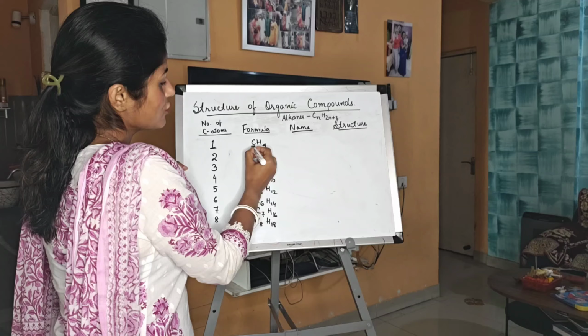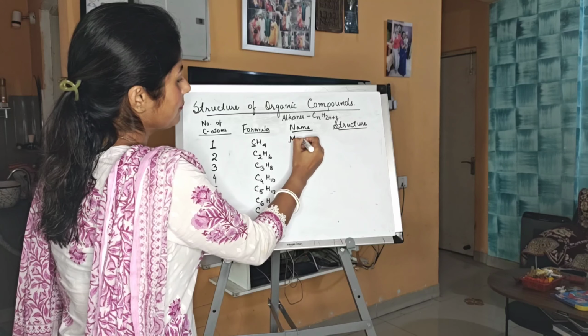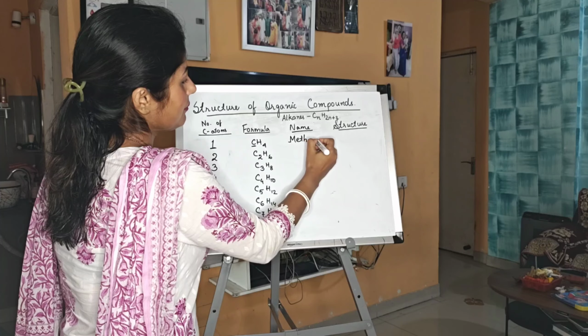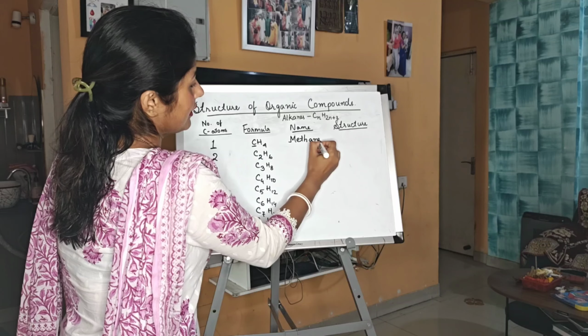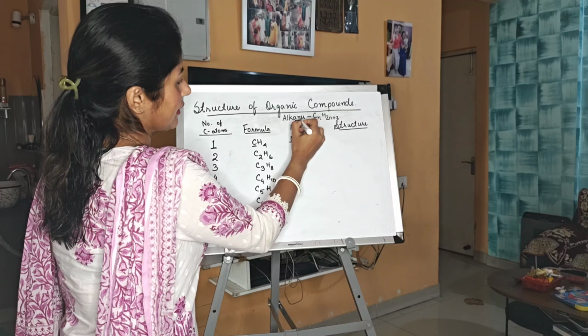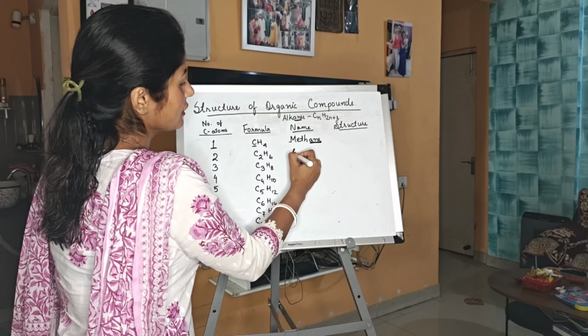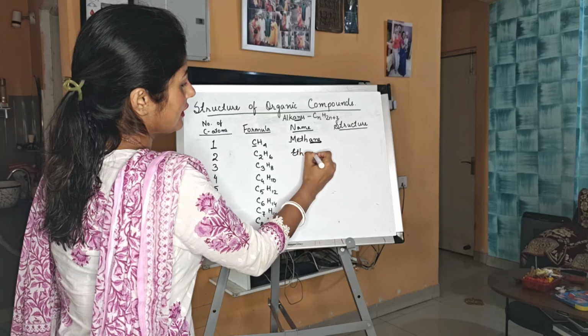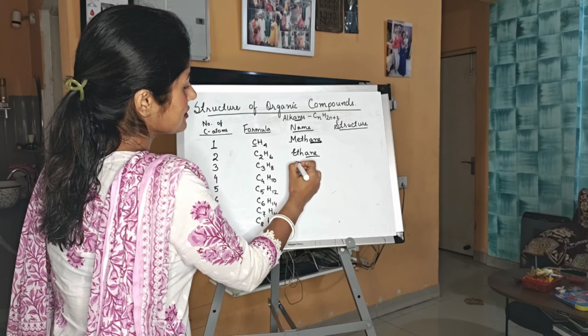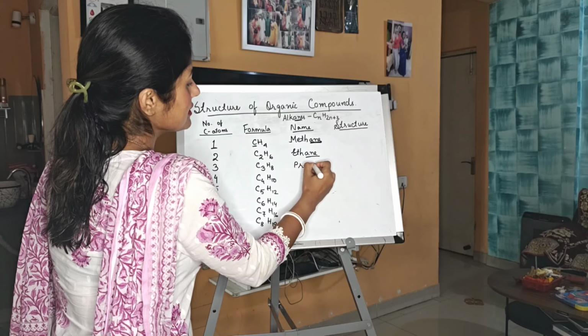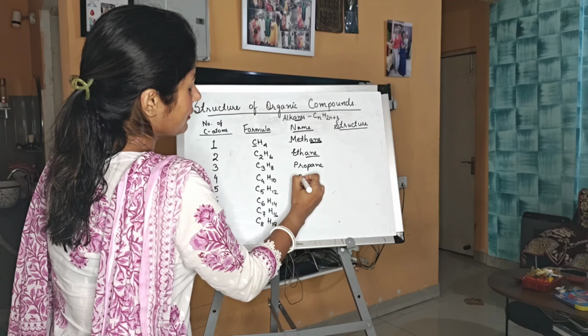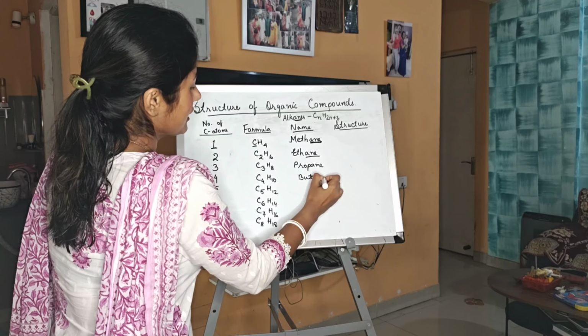If carbon number is 1, the name is meth and we end it with ane. The ane comes from alkane, that is from the parent name. If the number of carbon atoms is 2, the name will be eth and we end it with ane. If the number of carbons is 3, it is propane. If carbon number is 4, butane.